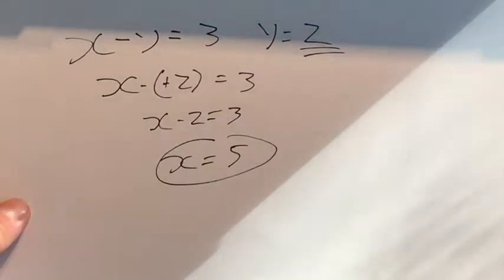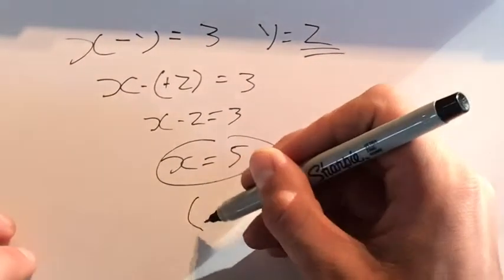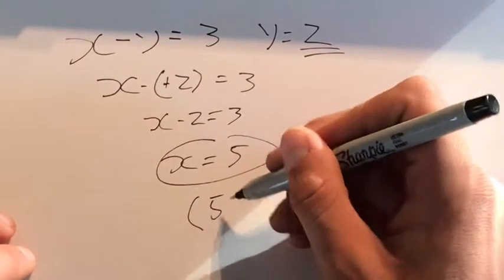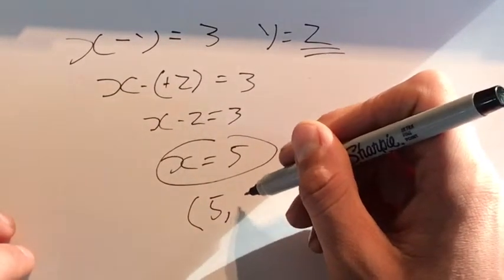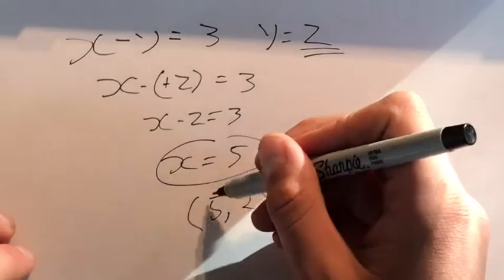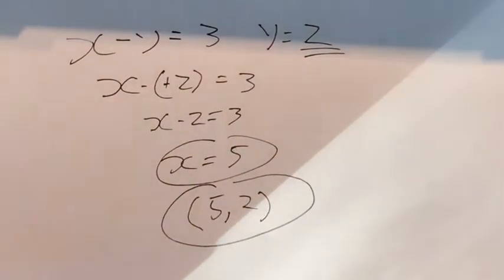And so for our answer, we usually want to put it in the way you would put coordinate points. So in parentheses, you'll have the x value first, 5, 2, close parentheses, and that is your answer.